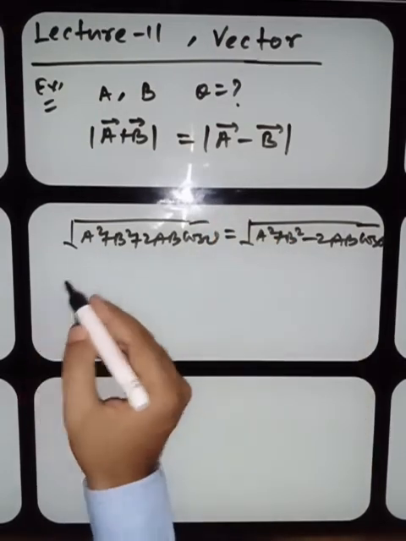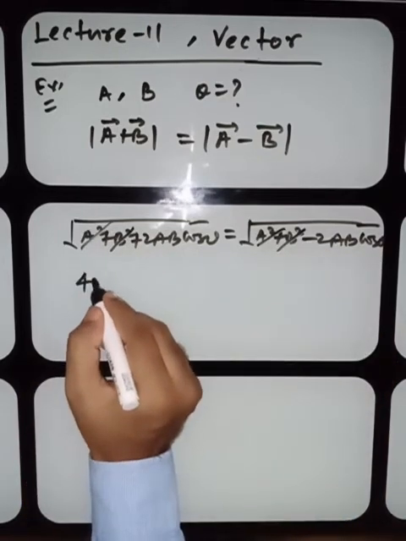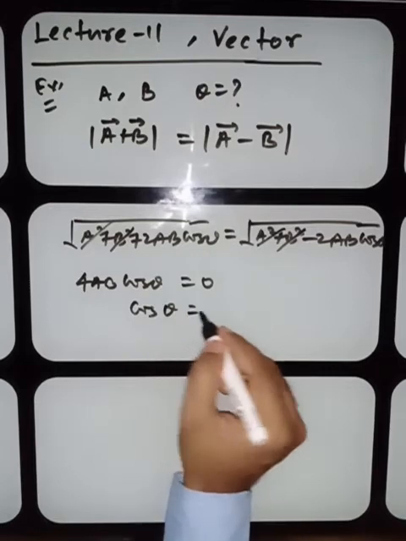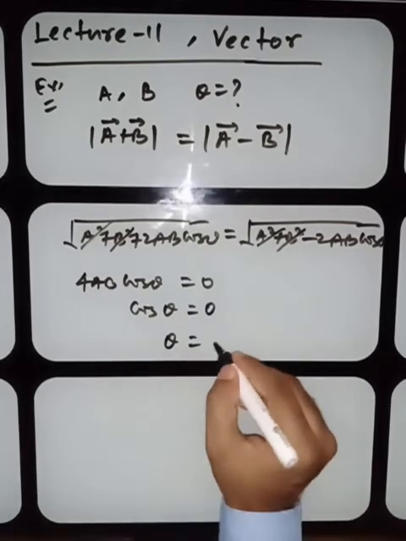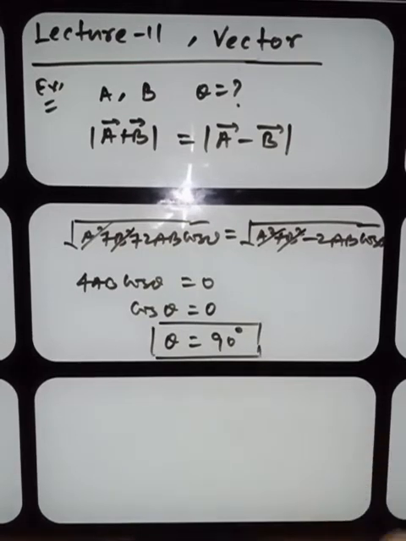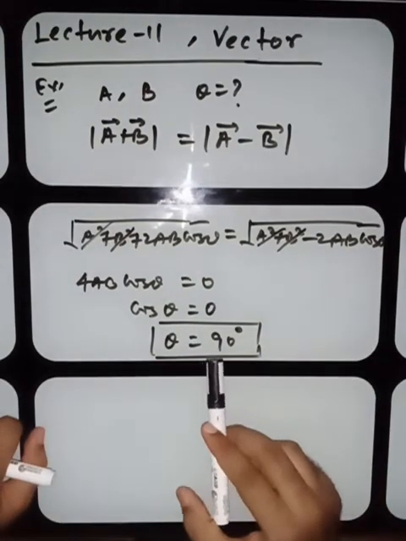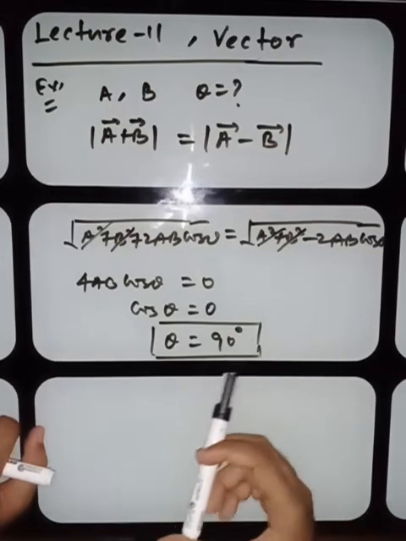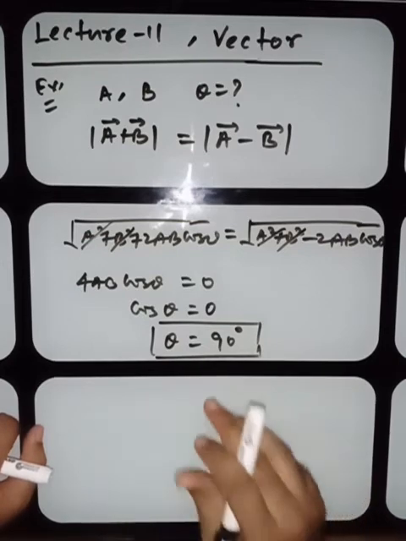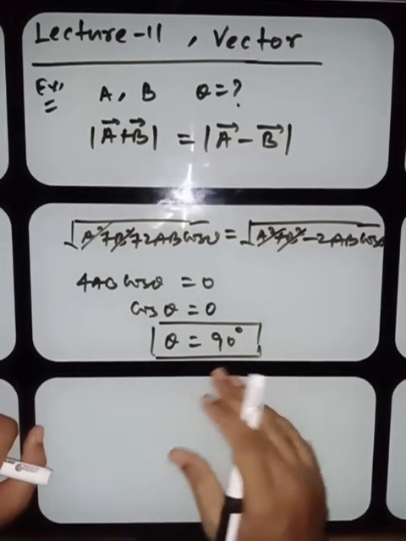Squaring both sides, you will find that A square and B square cancel out. Then 4AB cos theta is 0, so cos theta is 0. It means theta is how much? 90 degrees. It means the angle between A and B is 90 degrees. The angle between vectors A and B is 90 degrees.